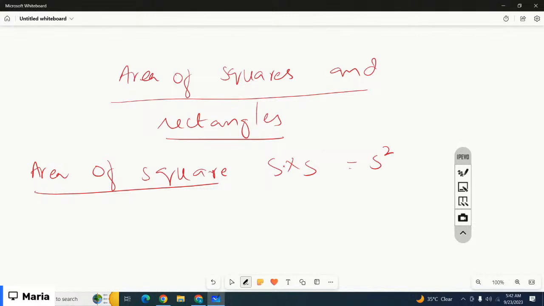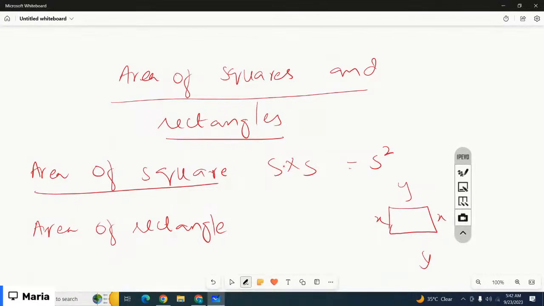The rectangle has opposite sides equal in length, while a square has all four sides equal in length. A rectangle is like this: this one and this one are the same in length, and this one and this one are the same in length, right? So the area of the rectangle equals length times width, or you can say x times y, right?